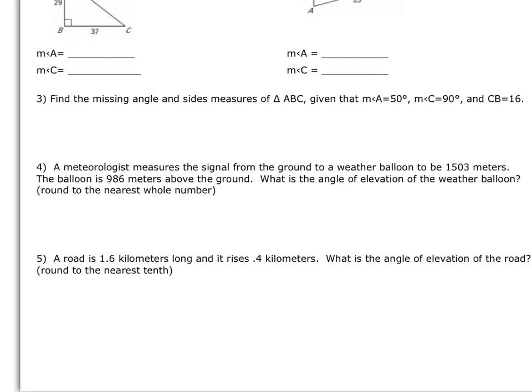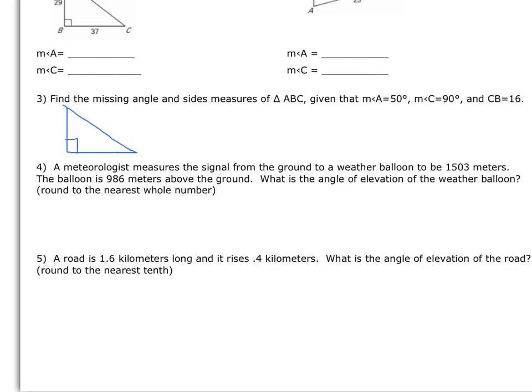Okay, next again is word problems. And remember, your optional major grade project is over word problems, drawing pictures, and solving them correctly. So number 3 here says find the missing angle and side measures of triangle ABC, given that the measure of angle A is 50 degrees, the measure of angle C is 90 degrees, and side CB is 16. So again, we've always got to draw ourselves a picture. If no picture's given, that's our first step.